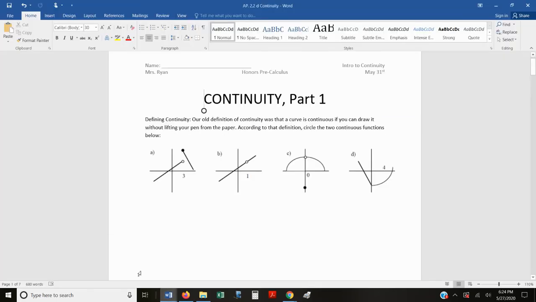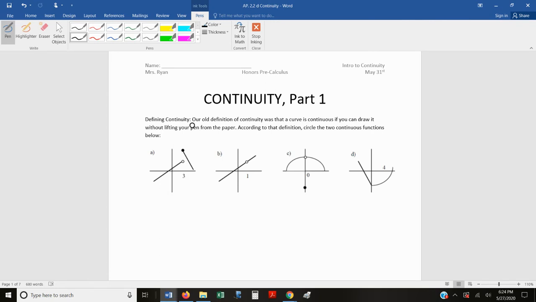Hey everyone, this is part one of the topic called continuity. So if you look at this definition, the definition that we used junior year of continuity was that a graph is continuous if you can draw it without lifting your pen.